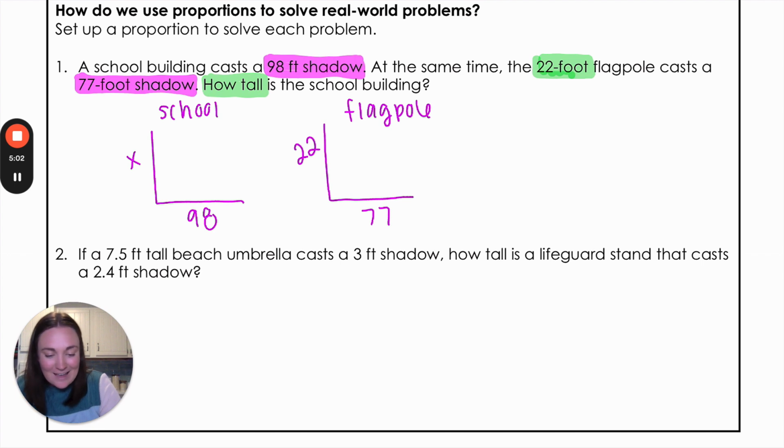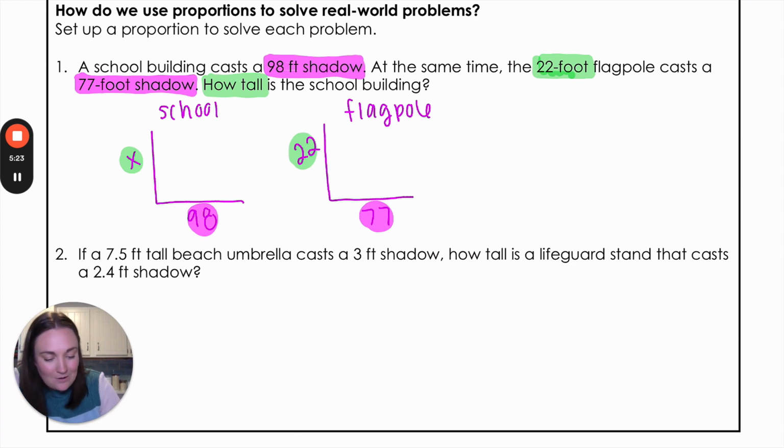So now I have this picture that matches up with my problem, kind of helps us give that visual. And you can see that that highlighting can come in handy with our picture as well, right? We had the 22-foot tall flagpole and how tall, right? So you can see that that X and 22 are corresponding and go together. We also had a 98-foot shadow and a 77-foot shadow. So again, you can see that those two things are corresponding.